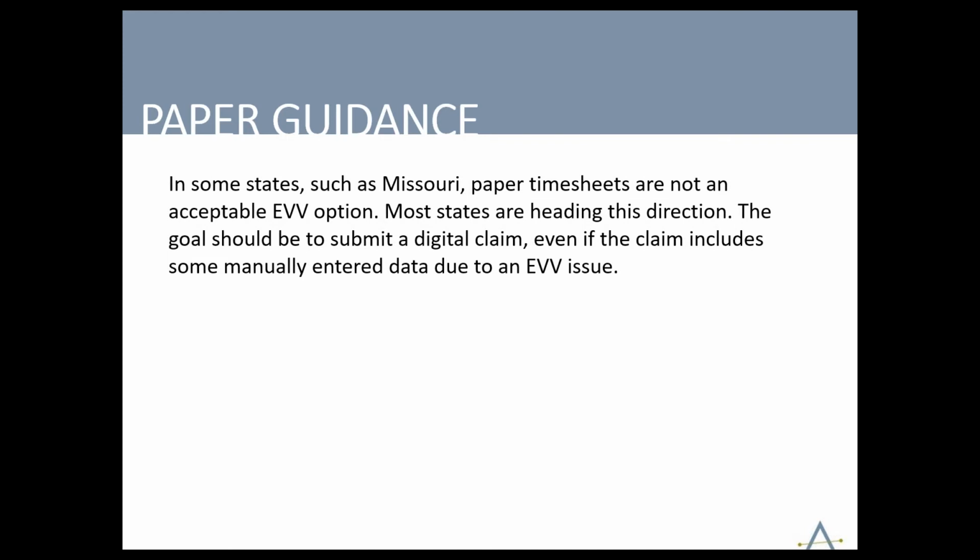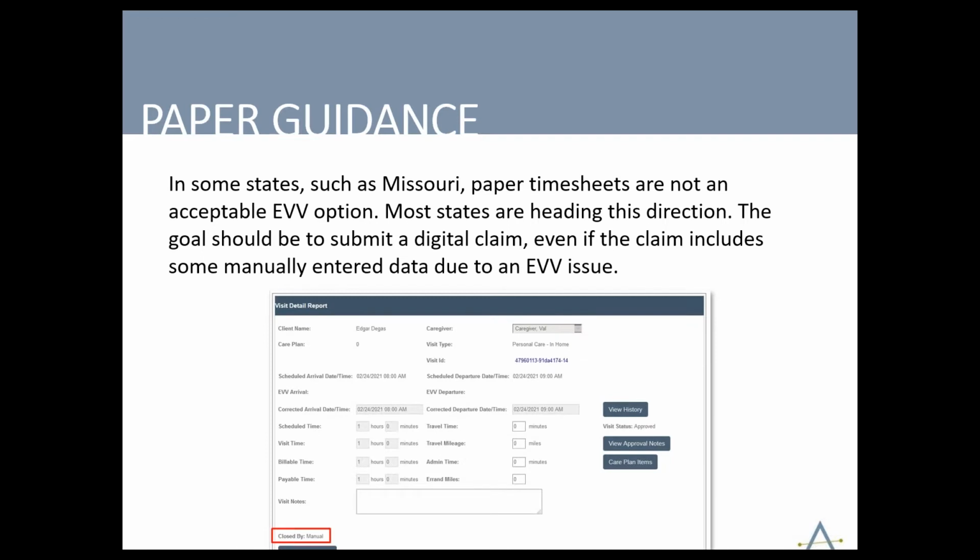How about paper guidance? Now, in some states, such as Missouri, paper timesheets are no longer an acceptable EVV option, and honestly, most states are heading this direction. So the goal should be to submit a digital claim, even if that digital claim includes some manual data due to an EVV issue. You can see in this little example here on the screen, it says closed by manual, and that's okay. Probably you would need supporting documentation, but it's okay to submit a manually closed visit. What's probably not okay, either already or soon, is to try to turn in a paper timesheet.